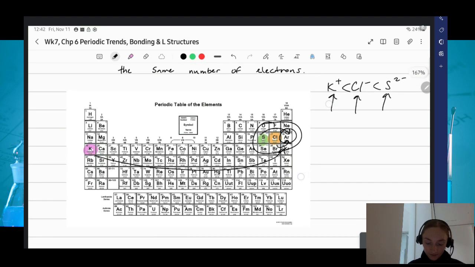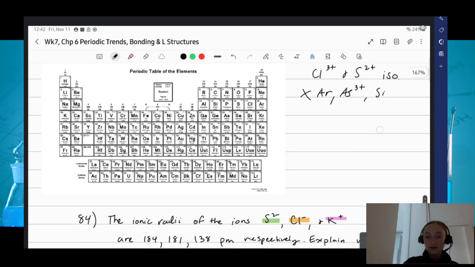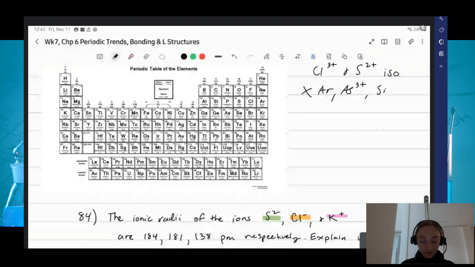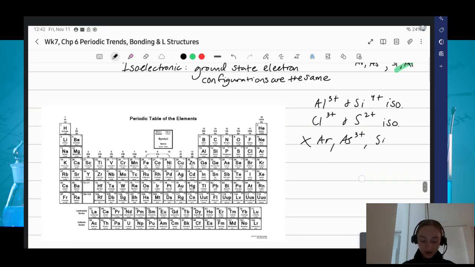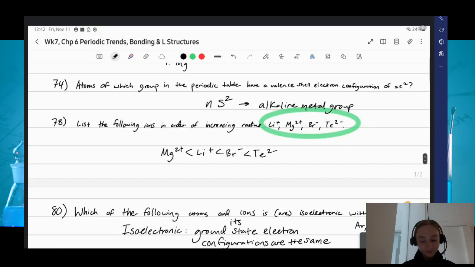So that is all of the questions I have today. Hopefully this cleared up some of the configuration questions you have and some of the trends of how atoms work and how their sizes can change depending on how many electrons or protons they have.